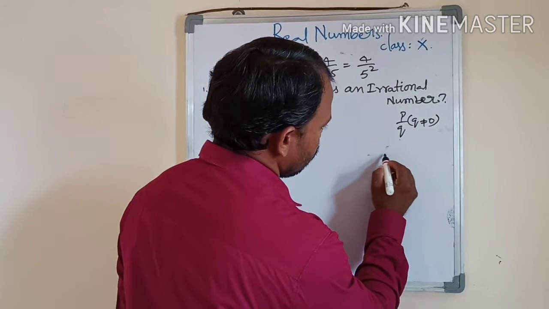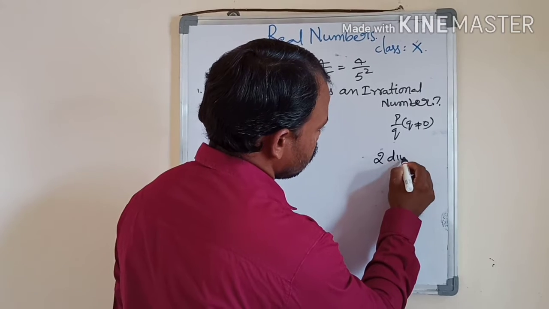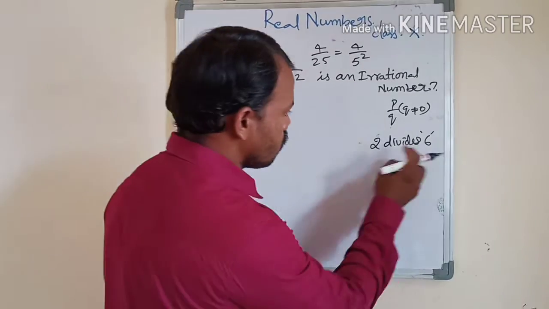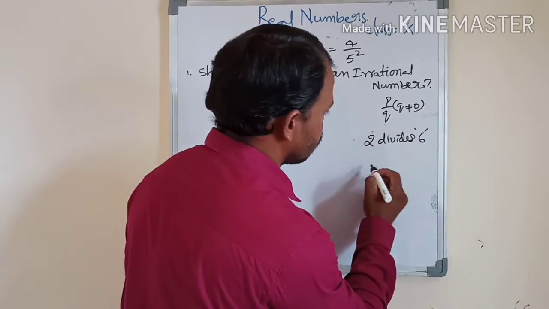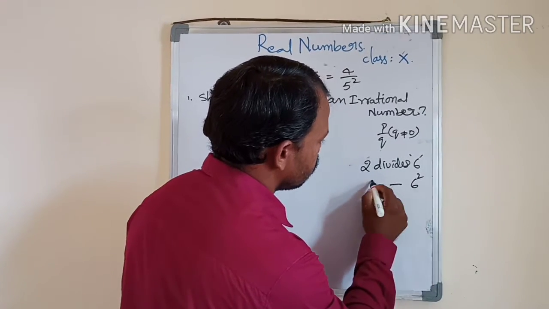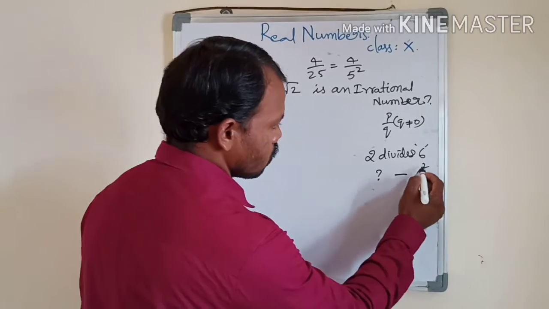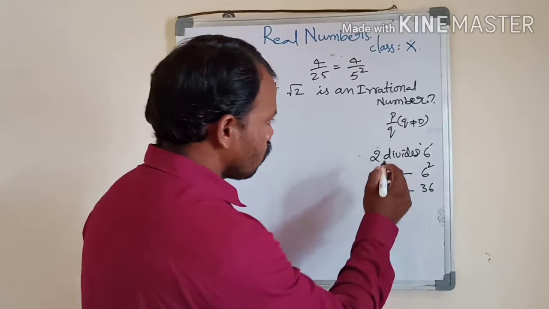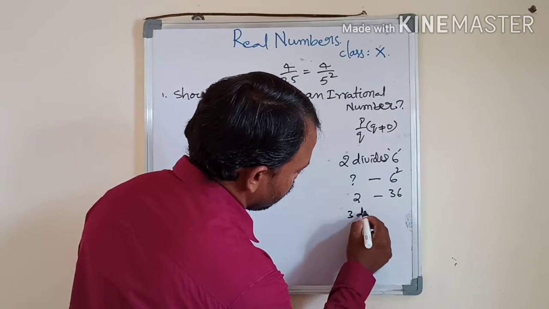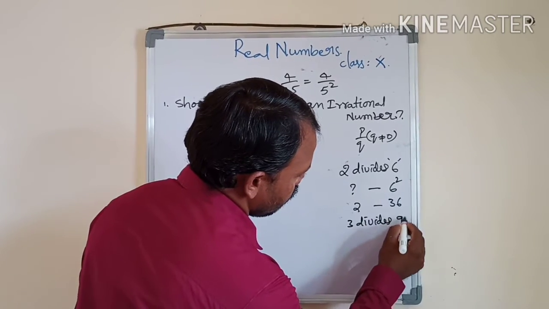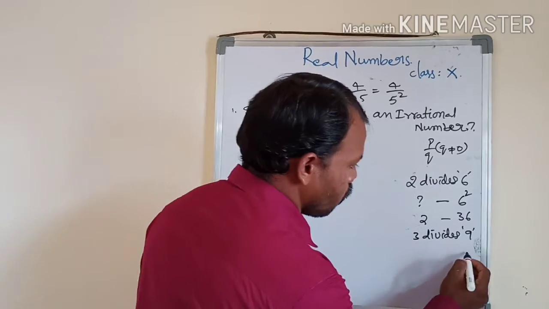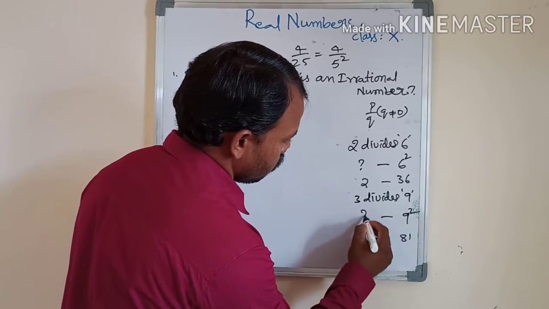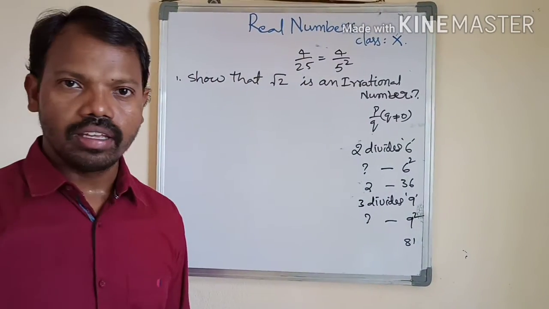For example, 2 divides 6. 6 is divisible by 2. Then what about 6 square? Is it divisible by 2 or not? Let us see. 6 square is 36. It is exactly divisible by 2. One more example, 3 divides 9. And is 9 square divisible by 3 or not? Let us see. 9 square is 81. So 81 also is divisible by 3.